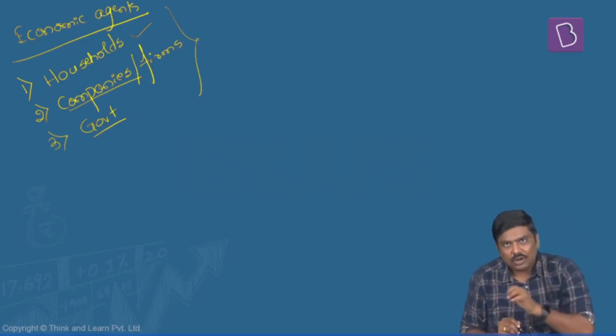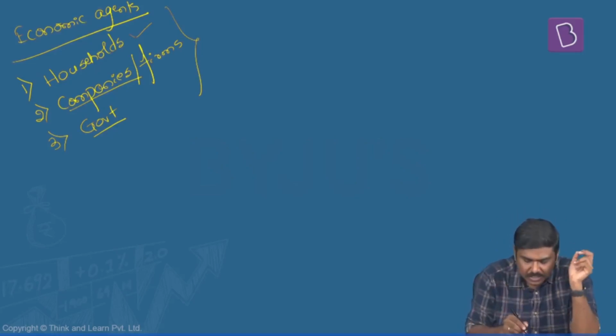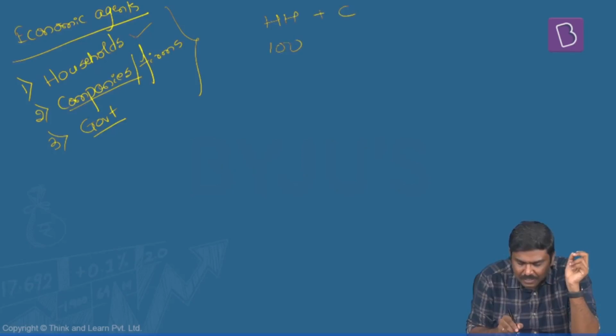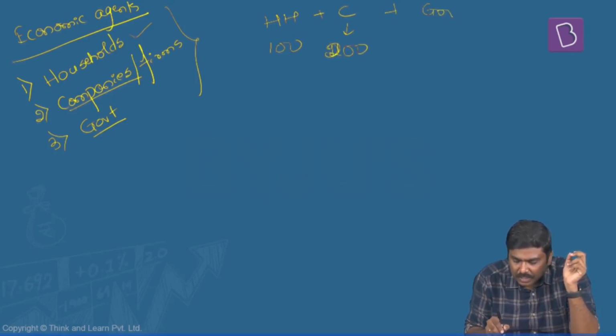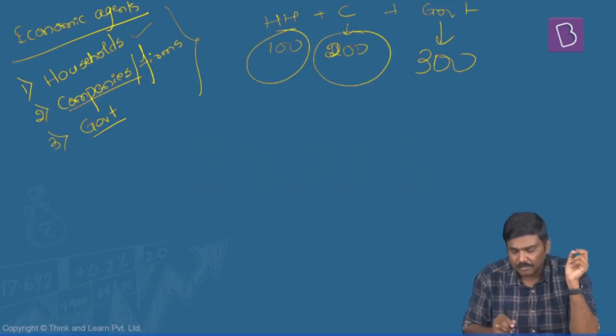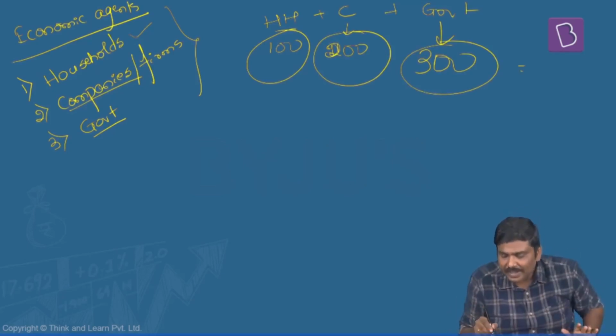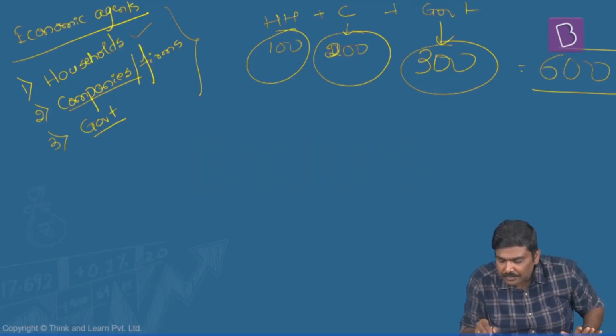Now have a look at the first point here. If I take the sum total of the overall expenditure done by all the three, imagine here is a household, it has spent 100 rupees. Here is a company, it has spent, let's say, 200 rupees. And here is the government, imagine this has spent 300 rupees. So 100 for the household, 200 for the companies, and 300 for the government. So overall expenditure done in the Indian economy should be how much? 600 rupees. Is it okay?